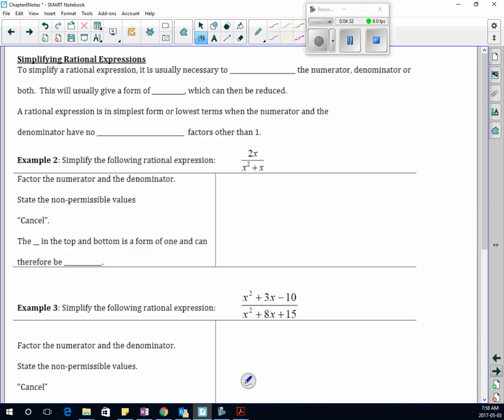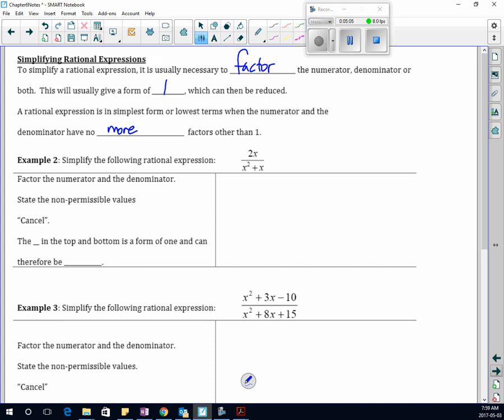To simplify a rational expression, it's usually necessary to factor. You're going to be doing lots of factoring in this unit: the numerator, the denominator, or sometimes both. This will usually give a form of 1 that can be reduced. So you're looking for things that you can cancel. A rational expression is in simplest form, or lowest form, when the numerator and the denominator have no more factors other than 1.